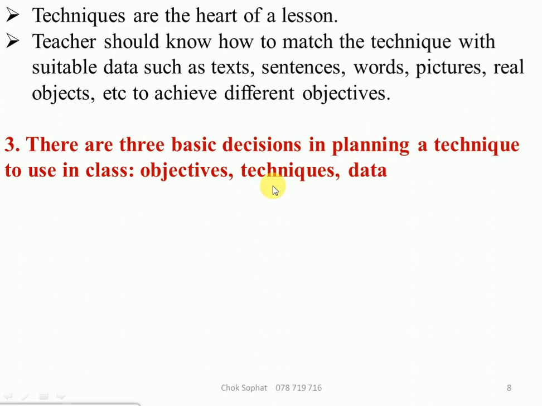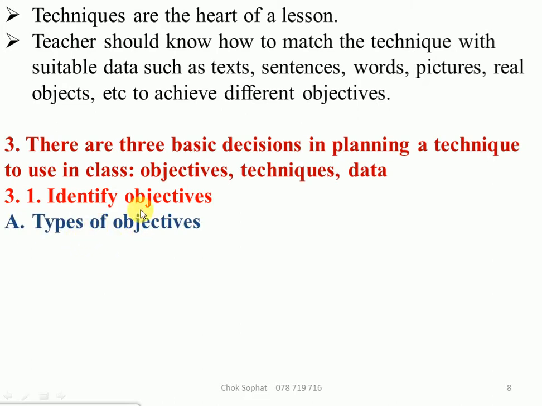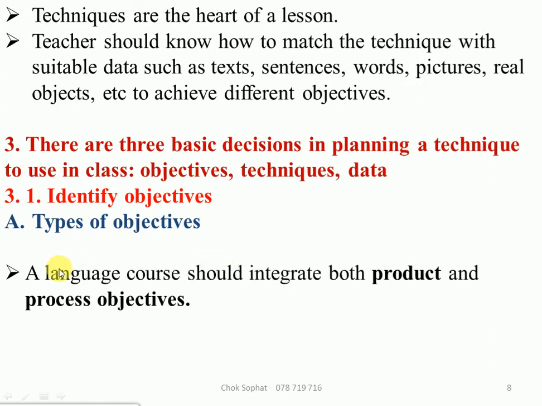Okay, look at the three basic decisions in order to plan the lesson, plan a technique to use in a class. Okay, the first one is objective. What is objective, and how many types of objective are there? A language course should integrate both product and process objectives.